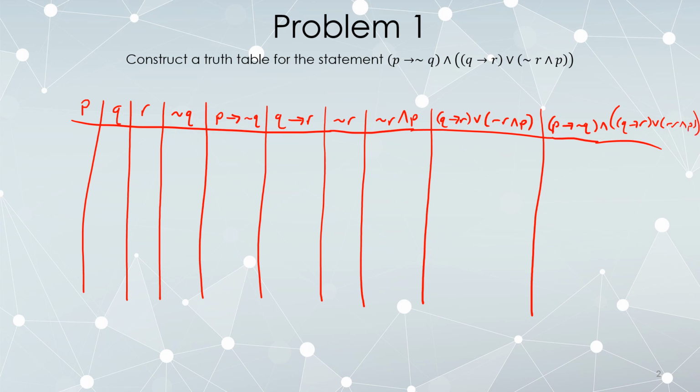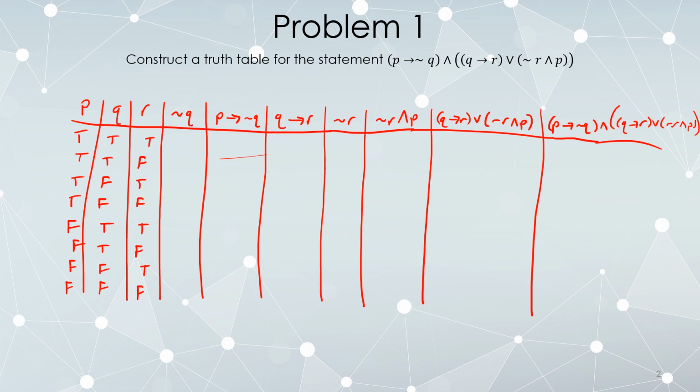Okay, so now we just need to know how many rows we have. Since we have 3 letters, we need 2 cubed rows. So we can have true, true, true, true, true, false, true, false, true, true, false, false, false, true, true, false, true, false, false, false, true, and finally false, false, false. Now we'll just go row by row.